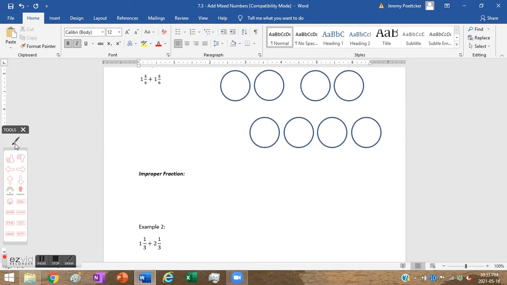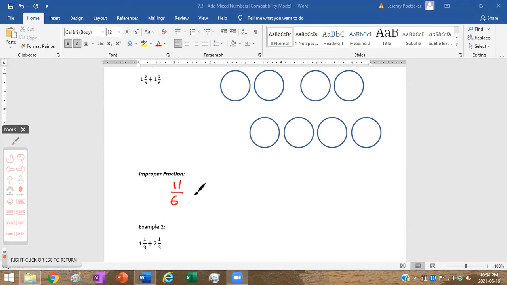The second way is I can change this to an improper fraction. So I can change both 1 and 5 sixths plus 1 and 5 sixths to improper fractions. If we remember how to do that, we've got 1 times 6, that's 6, plus 5 is 11. So I've got 11, and the bottom number stays the same, 11 sixths.